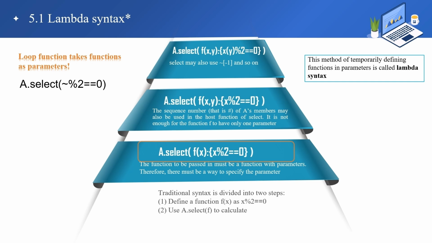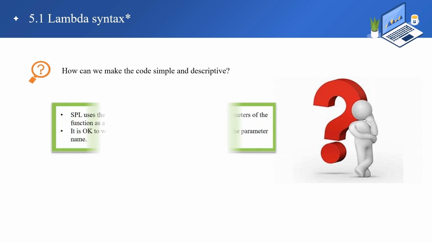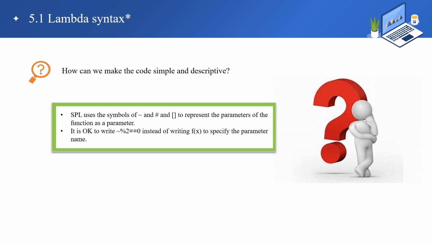So, how can we make the code simple and descriptive? That's what SPL does now. SPL simplifies this matter by using the symbols of tilde and hash and square brackets to represent the parameters of the function as a parameter. Therefore, it is okay to write tilde %2 == 0 instead of writing f(x) to specify the parameter name. In this way, writing and understanding are simple, and because of these rich symbols, the description ability is also strengthened.